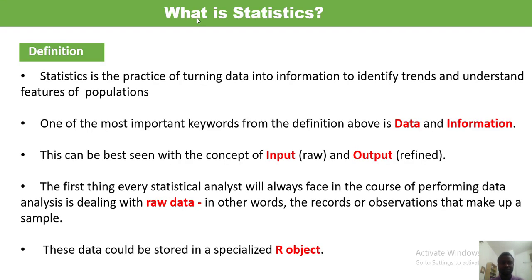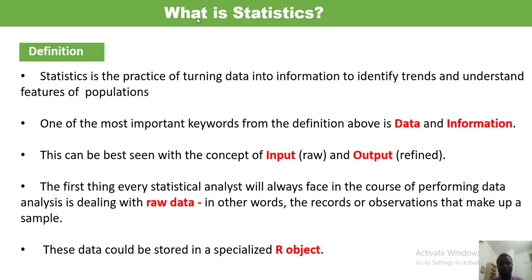So what is statistics? This is the practice of turning data into information to identify trends and understand features of population. And one of the most important keywords from this definition is data and information. This can be best seen with the concept of input and output, like something raw and then inserted into a system to get an output that is already refined.